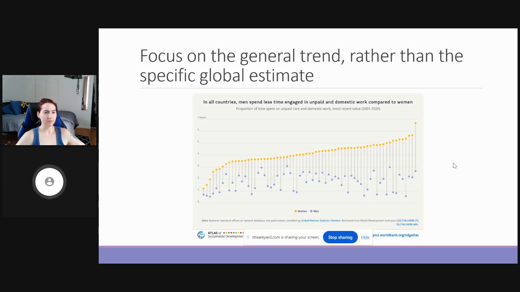So we obviously can't build a global statistic from it, but we can still present a general trend, especially when it's this obvious. And as you can see from the title, basically in all countries, men spend less time engaged in unpaid and domestic work compared to women. Here, of course, the blue dots are men and the yellow dots are women. All right. So this is one tip, in my opinion, on how you can present global statistics or global pictures without having these big global aggregate numbers.